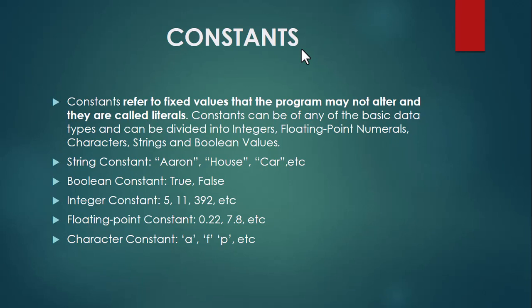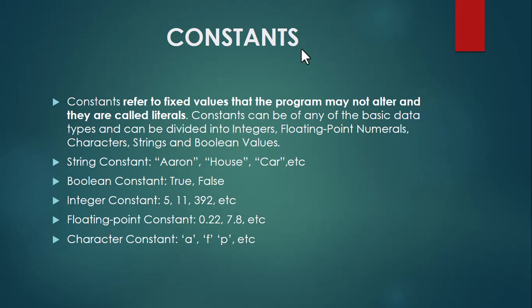Then we have a Boolean constant. When you talk of Boolean, it's specifically true or false, on and off, yes or no, but we only use true or false over here. So that's a Boolean constant. And then we have an integer constant, which is any whole number at all. It could be negative, positive, or 0, so 5, 11, 3, 9, 2, whatever you can think of.